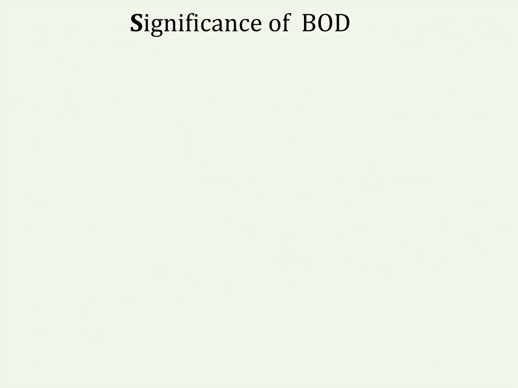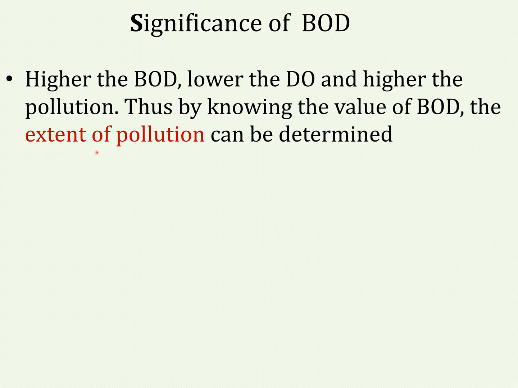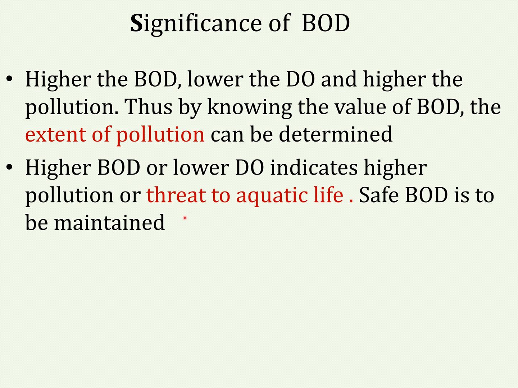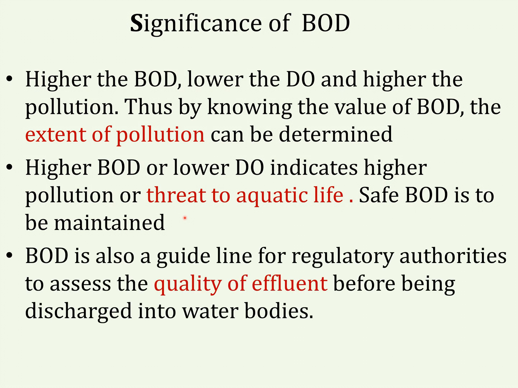BOD is highly significant, we know that. So let's have a look at the significance of BOD. Well, first of all, it gives us an idea about the extent of pollution in the water bodies. And also it tells us if the water is causing any threat to the aquatic life or not. Is there enough dissolved oxygen in the water or not? So that also we come to know from the BOD value. And also it tells the authority whether the quality of an effluent is good enough for dumping it into the running water bodies. So before dumping the effluent water, the quality check is done by estimating the BOD content of the water.